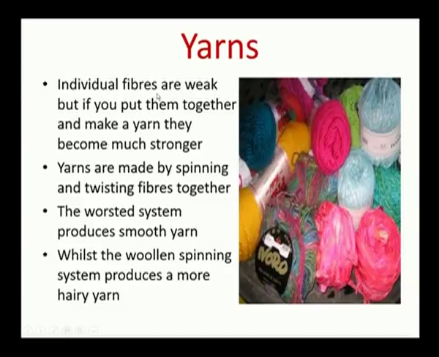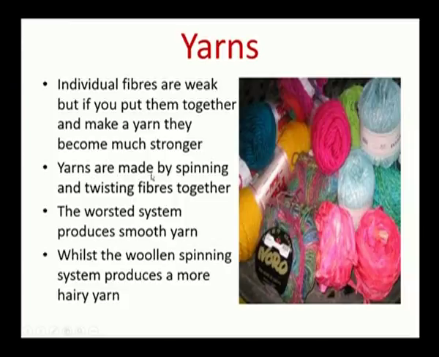This is again yarns, which is a different kind of fiber material. The individual fibers are weak, but if you put them together and make a yarn, they become much stronger. So, that is what I already discussed. Yarn is a very strong fiber material. A small fiber has very little strength and can easily break down, but if you put 2-3 fiber materials together, you make yarns, which are relatively more stable and can be used for some mechanical purpose.